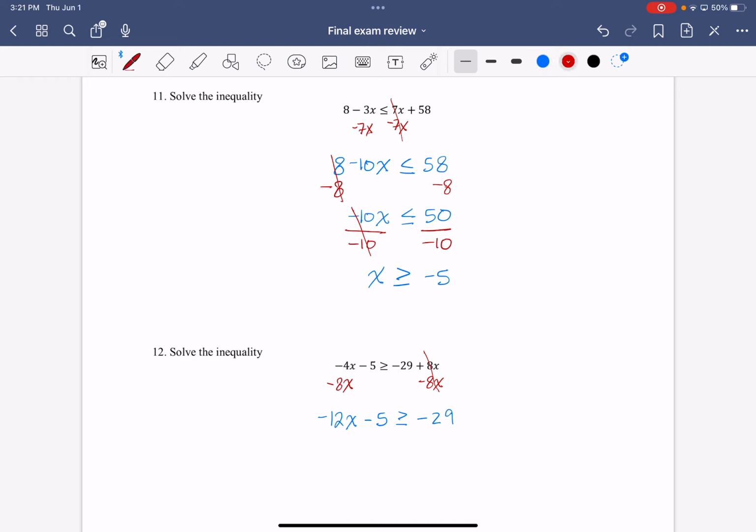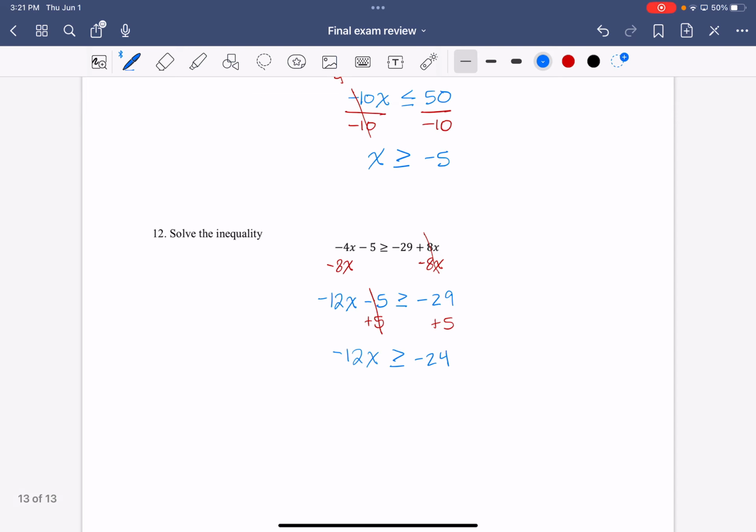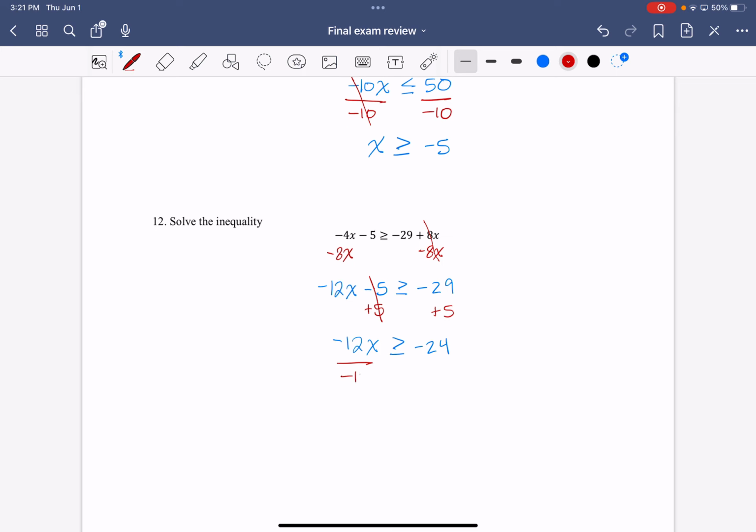So now, to get x alone, I'm going to add 5 to both sides of the inequality. That way these 5's cancel. So negative 12x is greater than or equal to negative 29 plus 5, which is negative 24. Lastly, get x alone. Divide both sides by negative 12, so those cancel. You have x is less than or equal to, sign flip, because we divide both sides by a negative number. Negative 24 divided by negative 12 is 2.